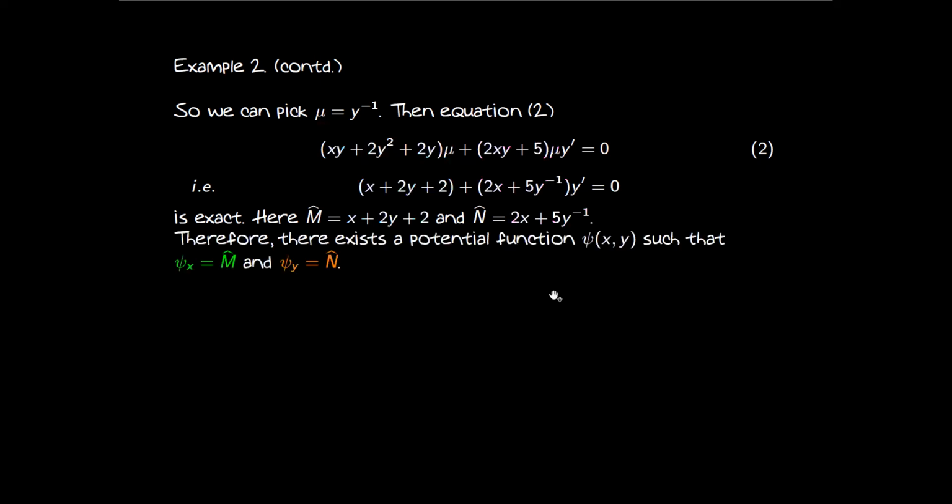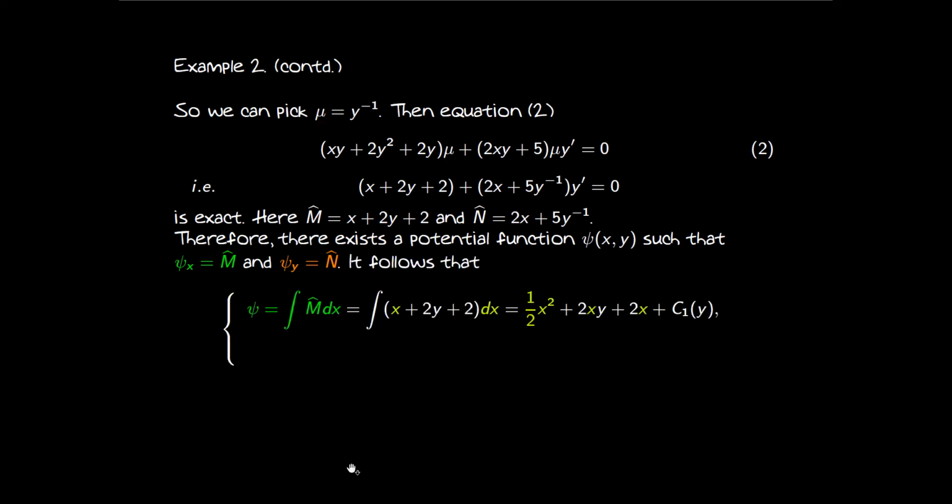And therefore, there's a potential function that satisfies the two conditions, right? Namely, you get psi sub x is equal to M and psi sub y is equal to N. And we can just do the integration of M and N with respect to x and y respectively, okay?